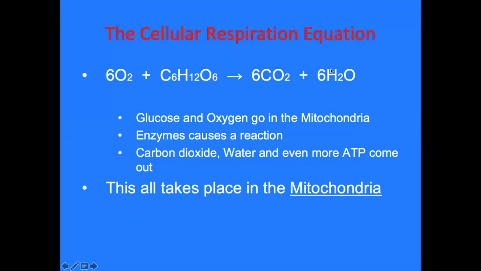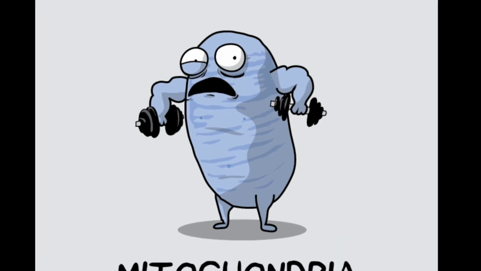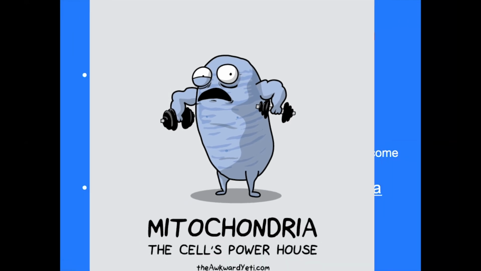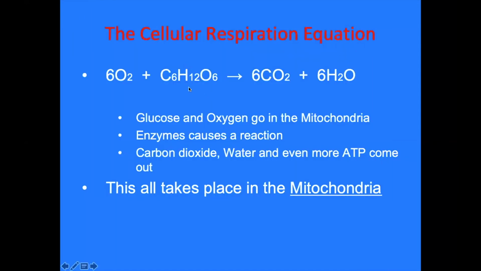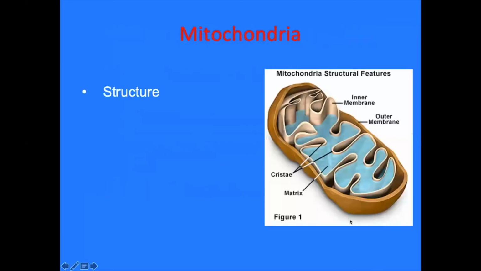All of this takes place in the mitochondria. You may recognize that from chapter 1. I may refer to this as the powerhouse of the cell. That's why this is known as the powerhouse, because we are breaking open this glucose in order to get ourselves some ATP. That is our energy. This is our energy factory. So since that is so important, let's talk about the structures of this mitochondria.